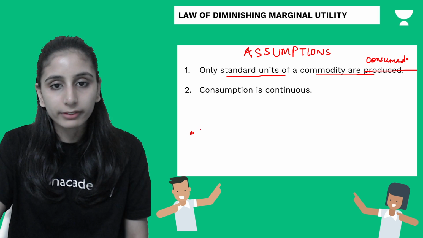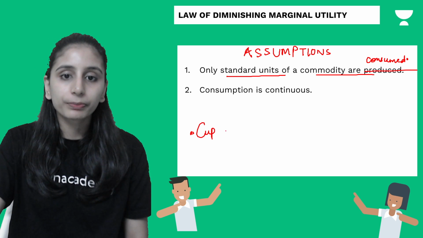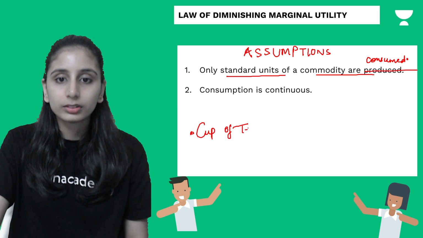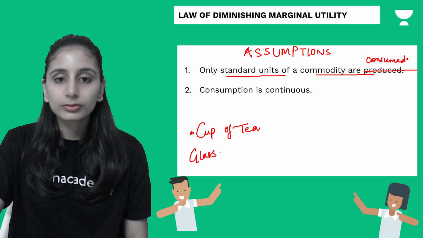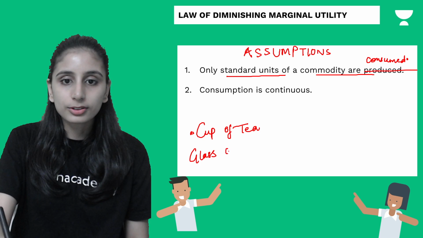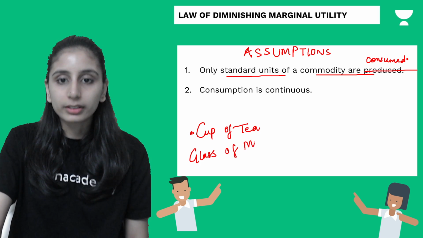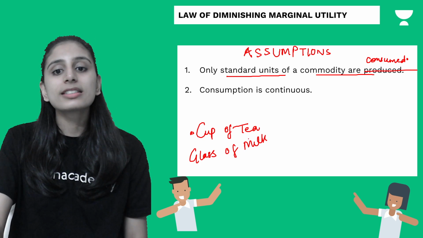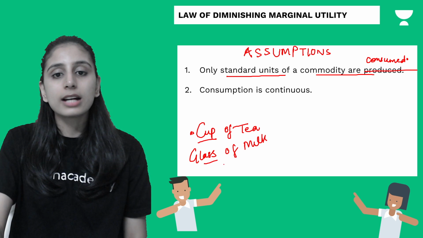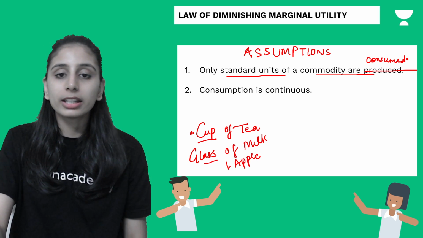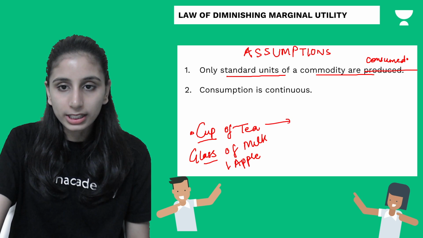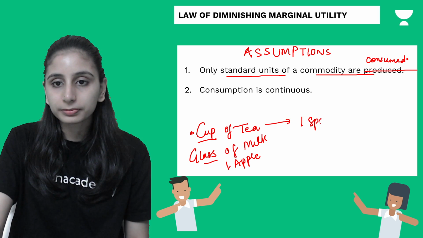Suppose I am having a cup of tea or a glass of milk. So this is a standard: a cup of tea, a glass of milk, one apple. Commodity को measure करने के लिए this is a standard. I cannot say I'll have a spoon of tea.